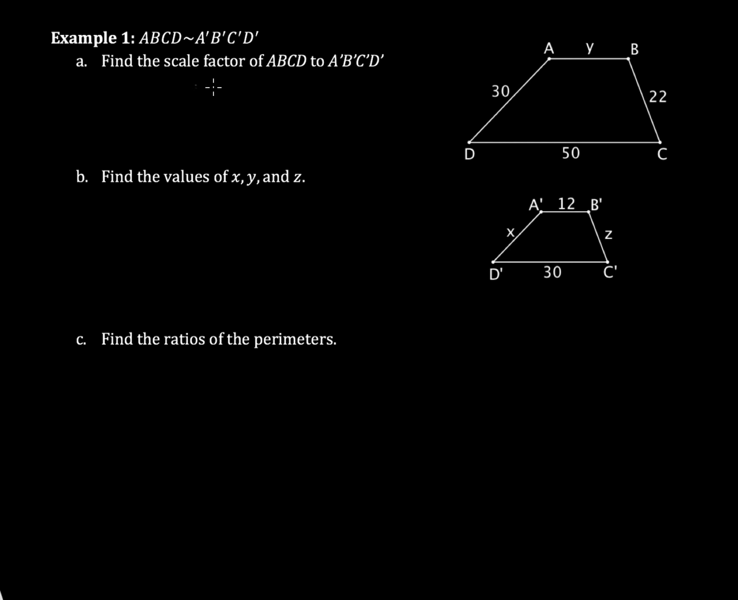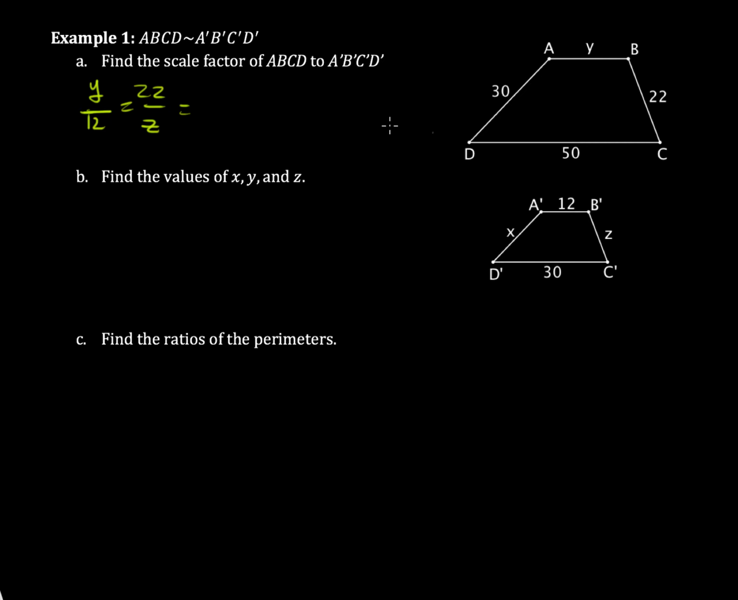First of all, it wants us to find the scale factor of the bigger shape on top to the smaller shape. Now we need to look for a ratio that we can set up between two sides. Can I do AB over A prime B prime? No, because I'll have y over 12. That's not going to help me. I can't reduce that. I'm missing a number. But that should be the same as BC over B prime C prime. Well, that's 22 over z. Again, I don't have both numbers.